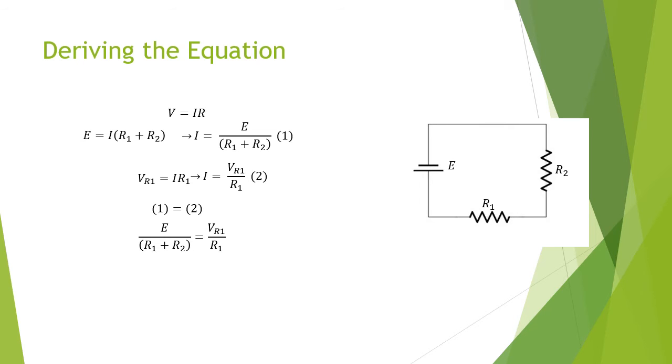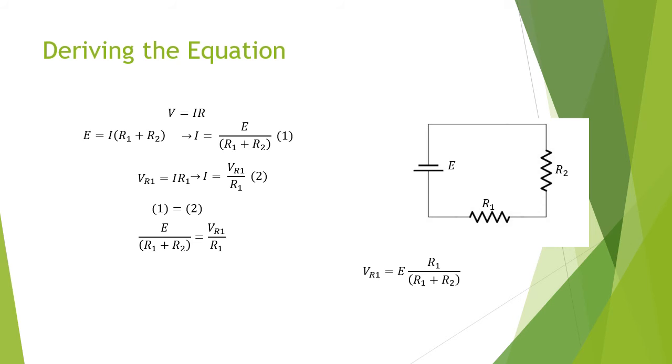Then we set these two equal to each other and solve for VR1, which is our unknown. We get this final equation: VR1 equals E, the source voltage, times the value of the resistor we're looking at, divided by the total resistance of the circuit, R1 plus R2. And that makes sense, since the potential difference across the resistor is proportional to how much of the total resistance is contributed by this one resistor.